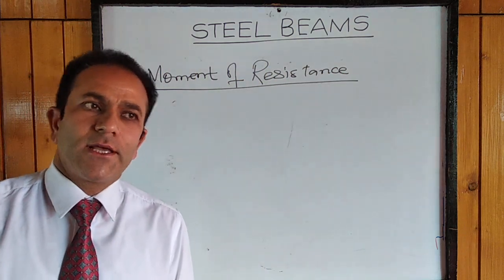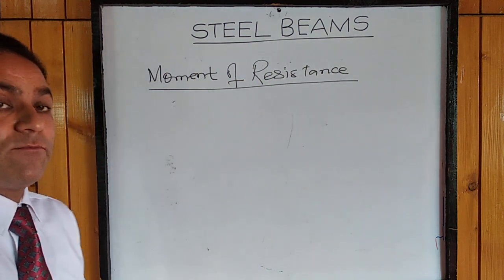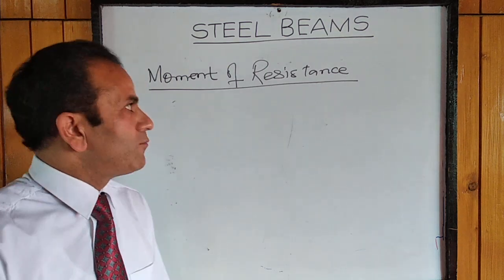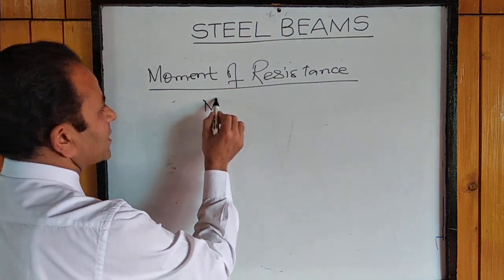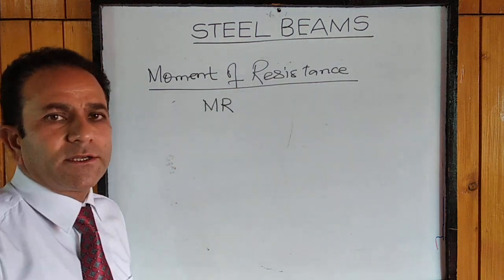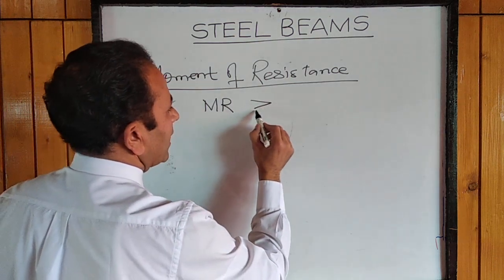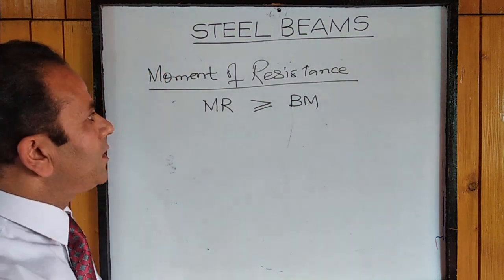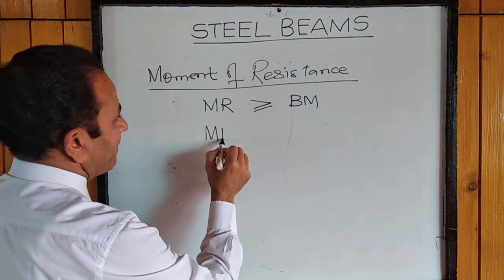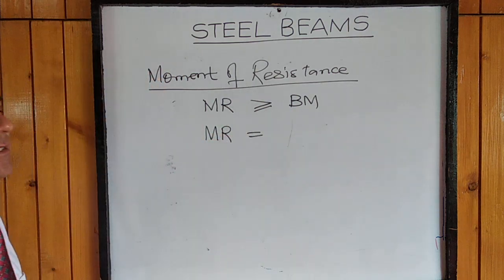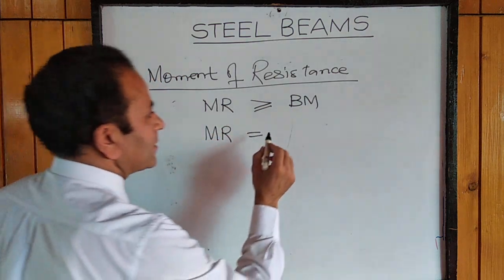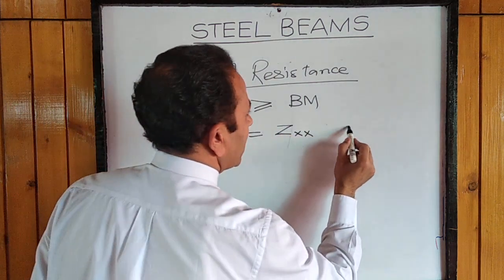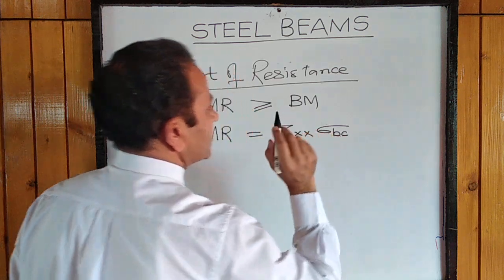Moment of resistance is basically the resistance which the steel beam will offer. It will resist the bending moment, and that resistance is the moment of resistance. This moment of resistance is expected to be more, or at least equal to the bending moment developed in the beam. This moment of resistance shall be taken as Zxx, the section modulus of the beam, multiplied by the permissible bending stress in the beam.